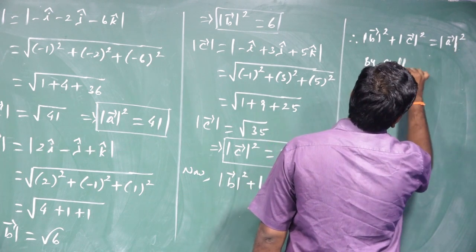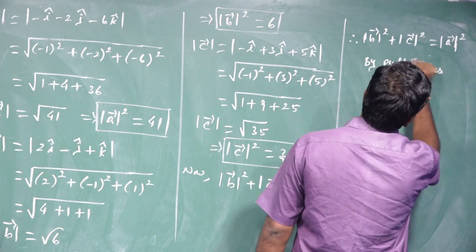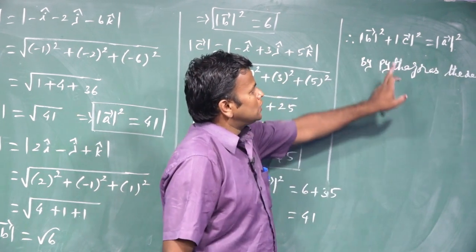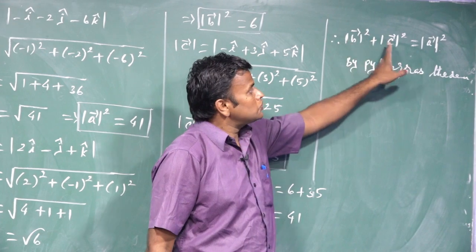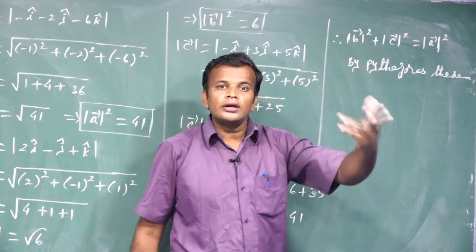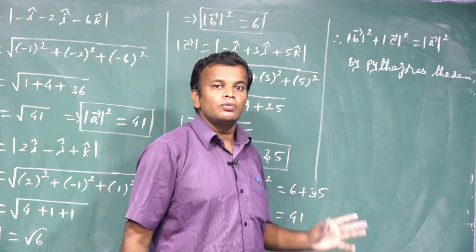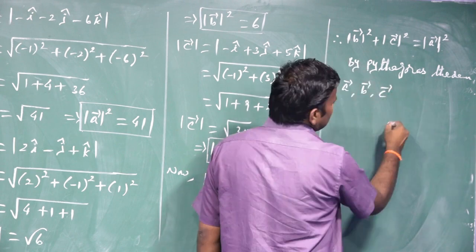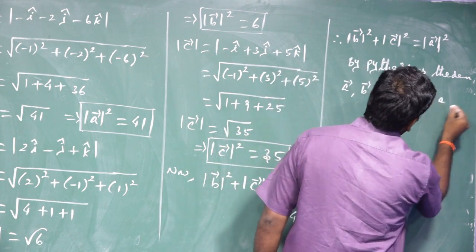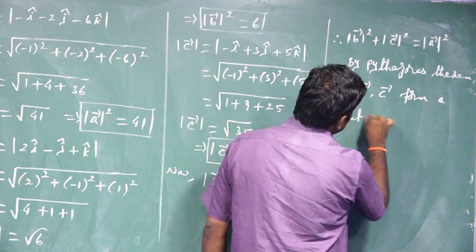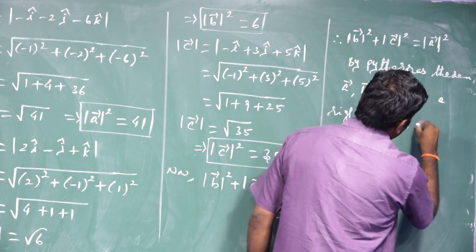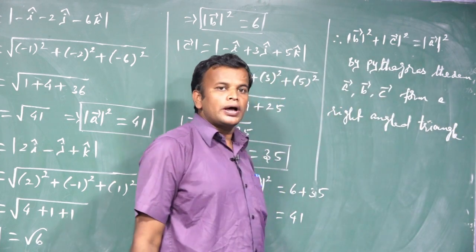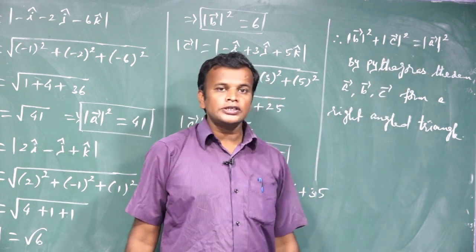by Pythagoras theorem. You see exactly, the sum of the squares of any two side vectors is equal to the square of one vector. So it satisfies the Pythagoras theorem. Therefore, by Pythagoras theorem, A vector, B vector, C vector form a right angled triangle. It forms a right angled triangle because these three vectors satisfy the Pythagoras theorem.